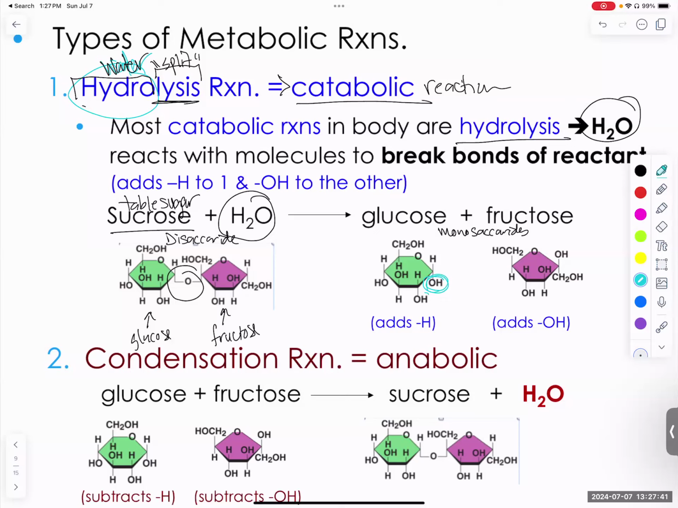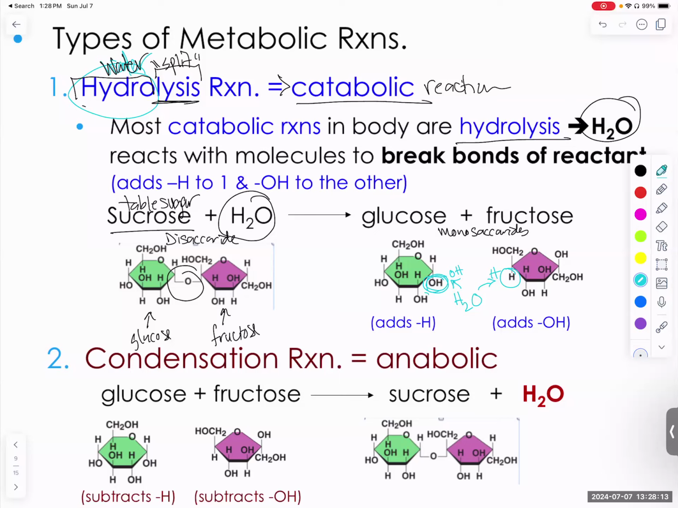attach an OH, remember water is 2 hydrogens and an oxygen, onto the glucose, and we're going to attach a hydrogen onto the fructose to separate them. So we're separating and we're doing the OH over here and the H there. And we have consumed that water, right? We've used the water to separate those two molecules and then cap them off and make a glucose molecule and a fructose molecule.